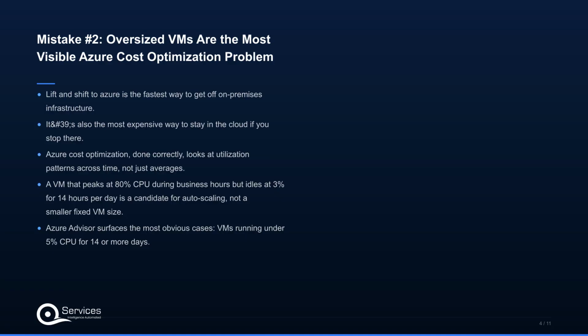Azure cost optimization, done correctly, looks at utilization patterns across time, not just averages. A VM that peaks at 80% CPU during business hours but idles at 3% for 14 hours per day is a candidate for autoscaling, not a smaller fixed VM size. Azure Advisor surfaces the most obvious cases: VMs running under 5% CPU for 14 or more days. But it misses the subtler over-provisioning that autoscaling would fix better than downsizing.